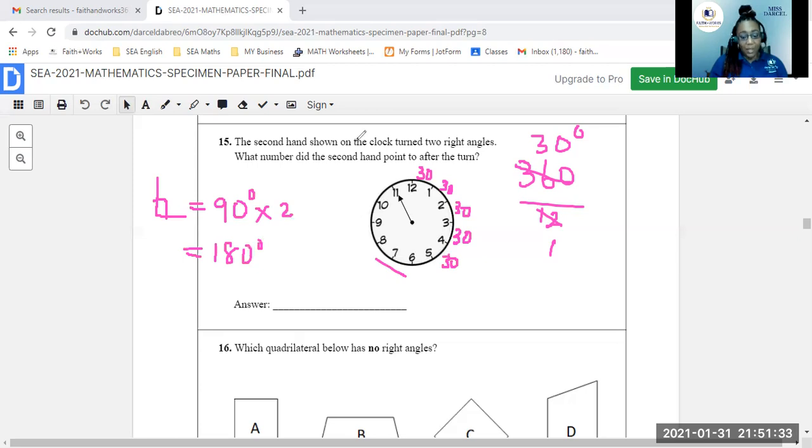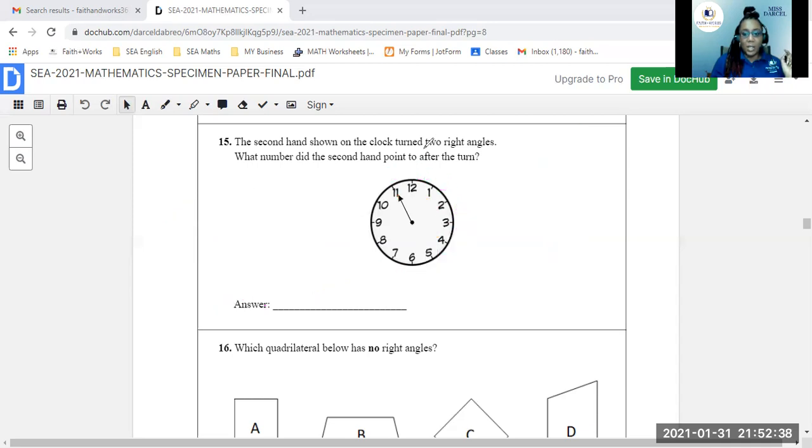All right. So, let's count. We're here. If we're not sure, again, we could break it down. How many hours will that be? So 180 divided by 30, all right? 30 into 180 is 6. So we have to move our hand 6 spaces. 1, 2, 3, 4, 5, 6. Bingo. Or we could have counted 180 degrees: 30 plus 30 plus 30 plus 30 plus 30 plus 30. 180 degrees. Bingo. It lands on 5. Excellent work. Let's keep going. We're almost there.